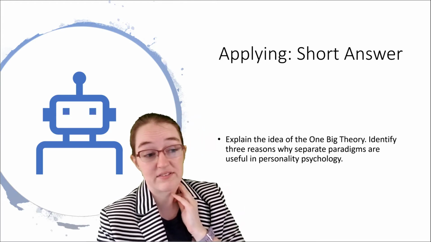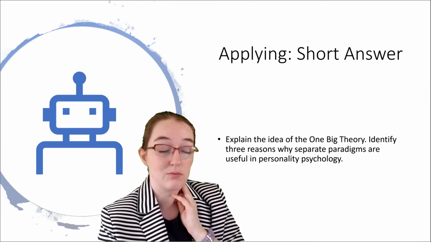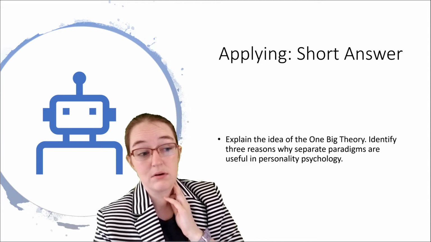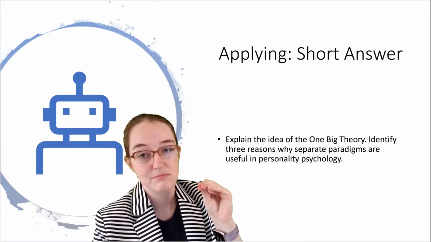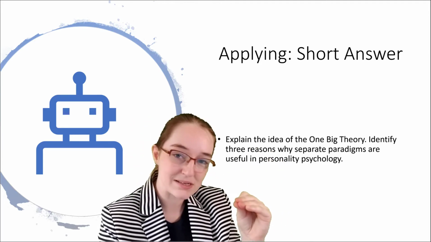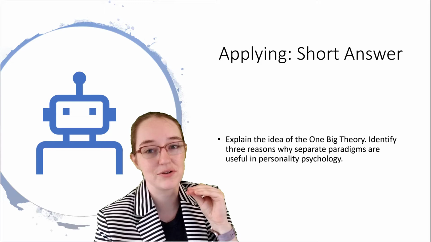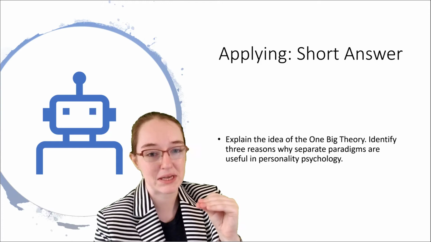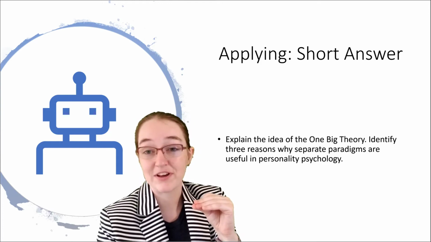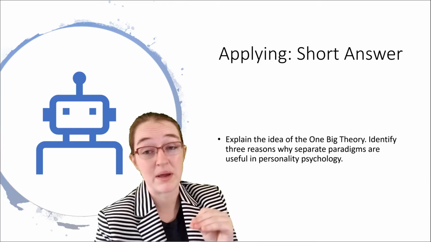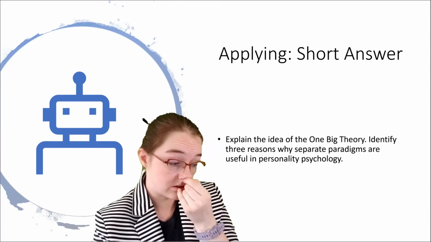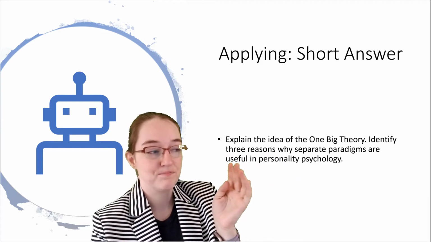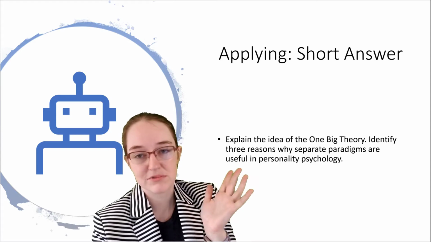But here, I've got 2 big pieces. One, explain the idea of the one baked theory, and then identify 3 reasons. So every single piece of the prompt, please address, because every single one of the pieces is in the rubric. And if you don't address that part, I can't give you points. I want to, but I can't, because it's not fair to other people. And I may make alterations to the rubric, and then I regrade everybody's question. Usually it's an iterative process.